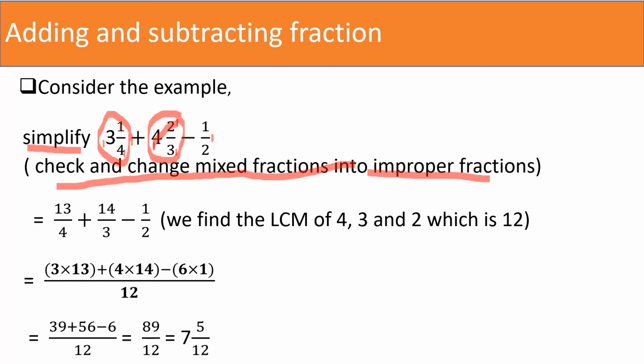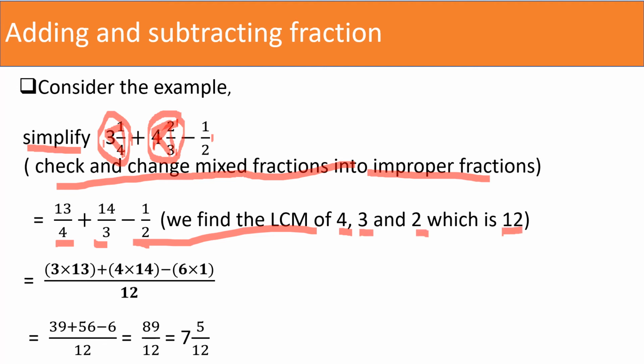So changing them, 4 times 3 plus 1 over 4 will give us 13 over 4. Then come to the next one, 3 times 4 plus 2 over 3 will give you 14 over 3. Then we add minus 1 over 2. So we now look for denominators. They are 4, 3, and 2. So the LCM of 4, 3, and 2 will give us 12.